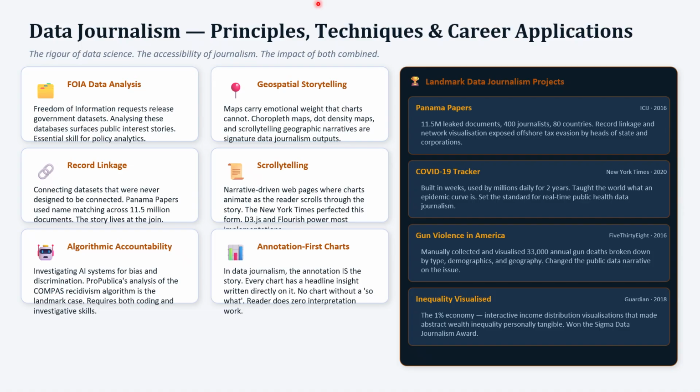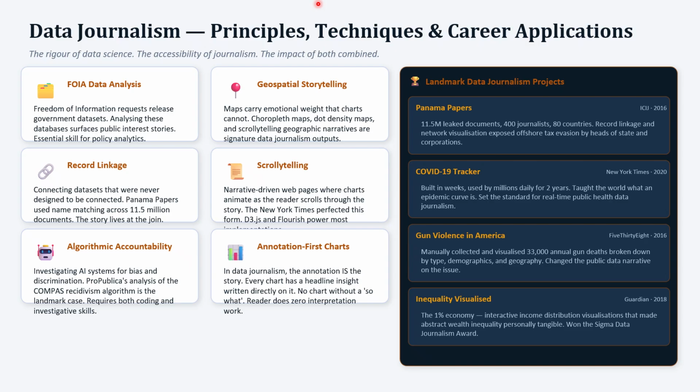The narrative form where the chart responds as you scroll through the story text. The New York Times' You Draw It and How the Virus Got Out are the defining examples that we can give. Then algorithmic accountability, investigating whether AI systems discriminate.